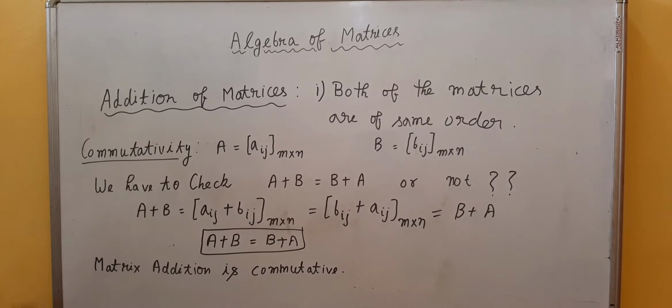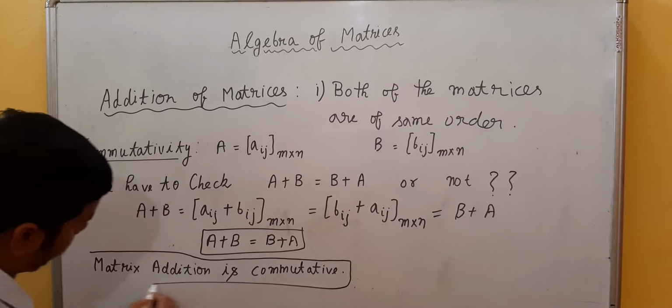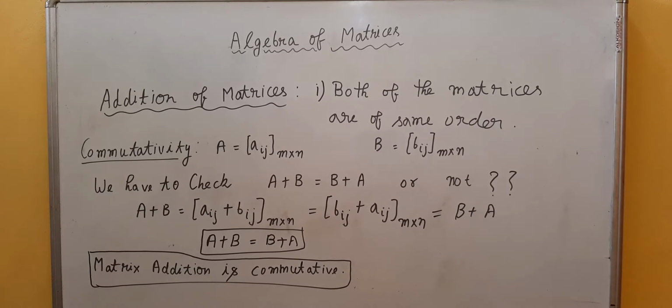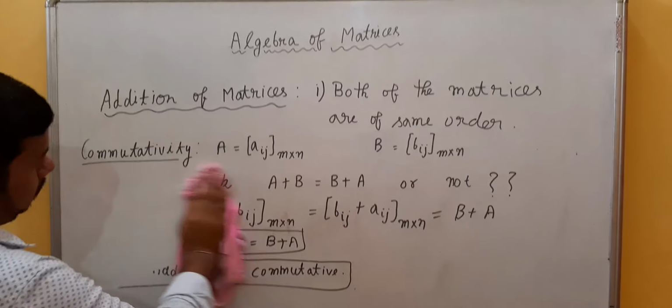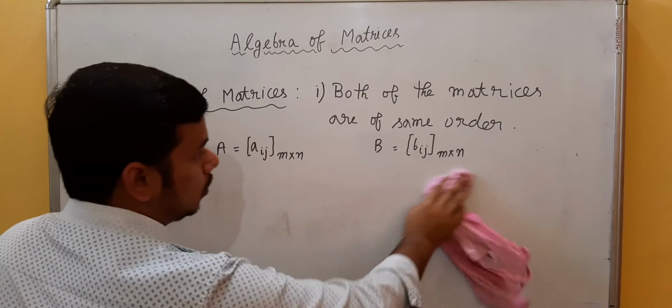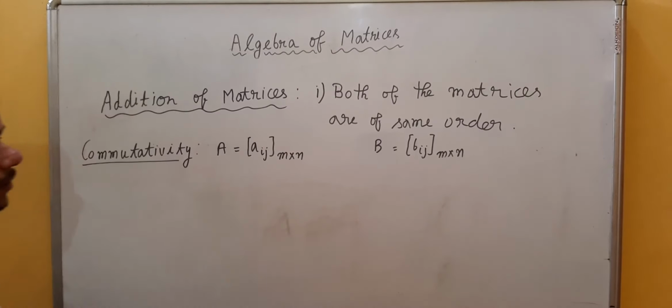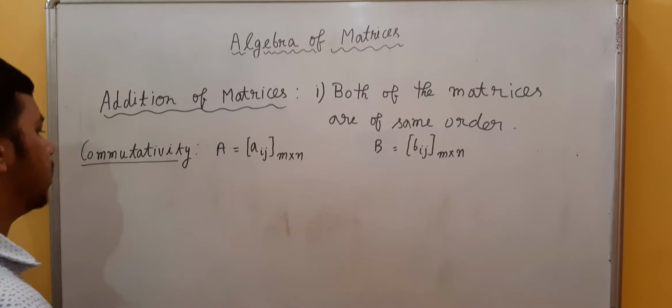Similarly, this is the result. Now, note down this result. Now, let us check the associativity of the addition of the matrix. Okay, before checking the associativity, let us check the commutativity by taking an example.